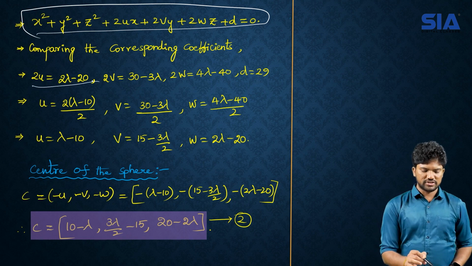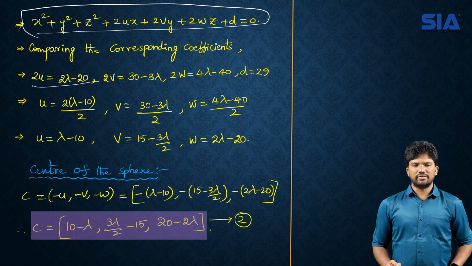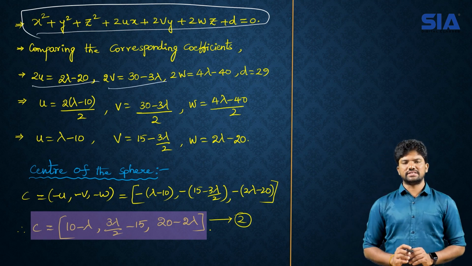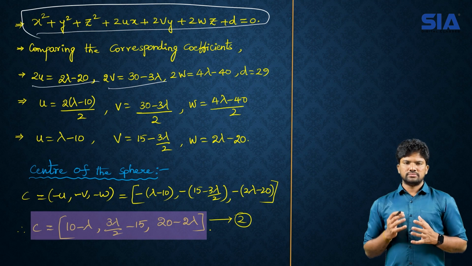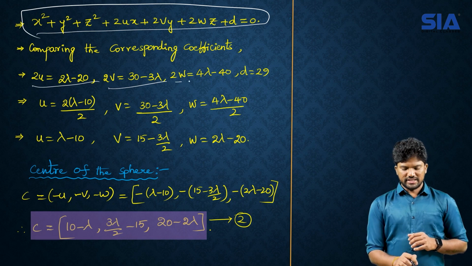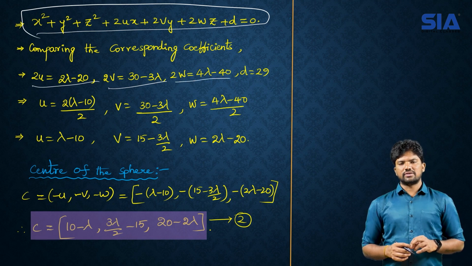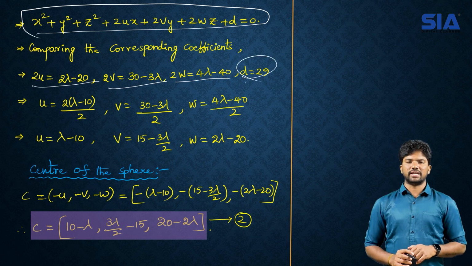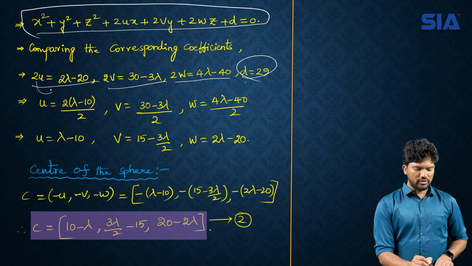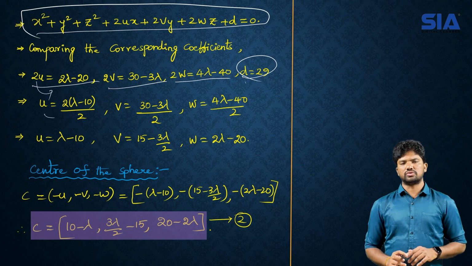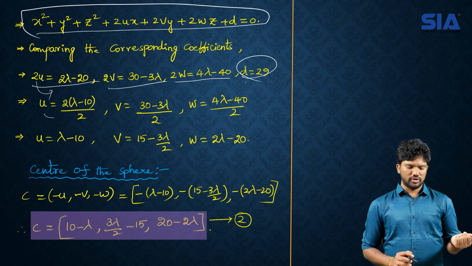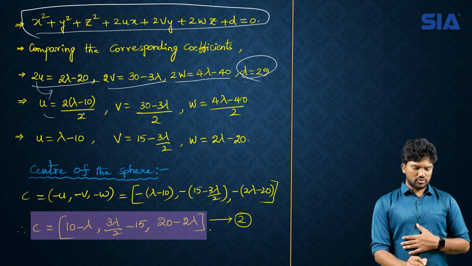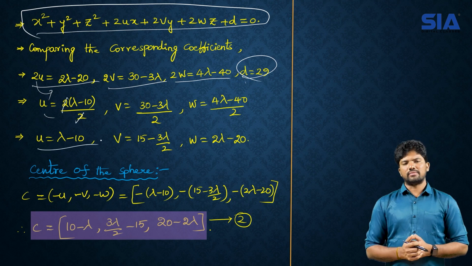Comparing the corresponding coefficients: the x coefficient, 2u, is equal to 2 lambda minus 20; the y coefficient, 2v, is equal to 30 minus 3 lambda; the z coefficient, 2w, is equal to 4 lambda minus 40; and the last constant value d is equal to 29. So send 2 to the RHS: u is equal to 2 into, take 2 common from the numerator, 2 into lambda minus 10 by 2. Okay, so 2 will get cancelled, u is equal to lambda minus 10.